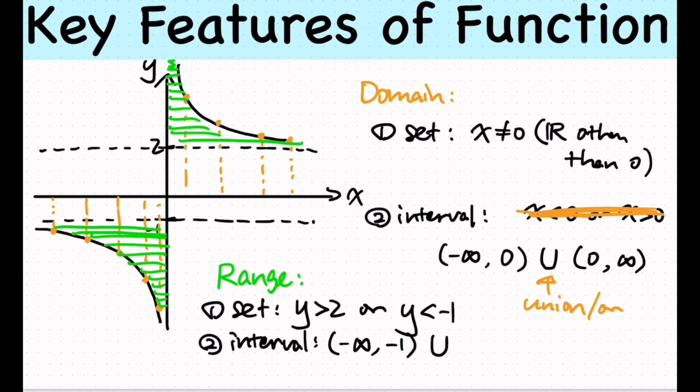We use the union symbol to represent or. And then y is greater than 2. Now this one comes easy. Parenthesis, because there is no equal sign, 2, comma, positive infinity, parenthesis. So this is how you find the domain and range of a function.